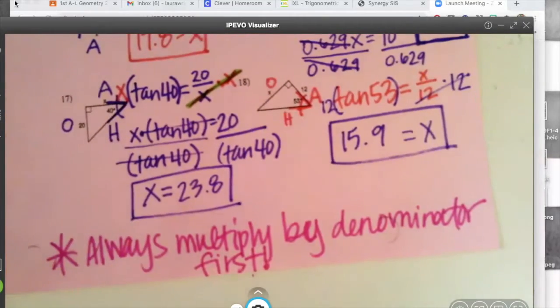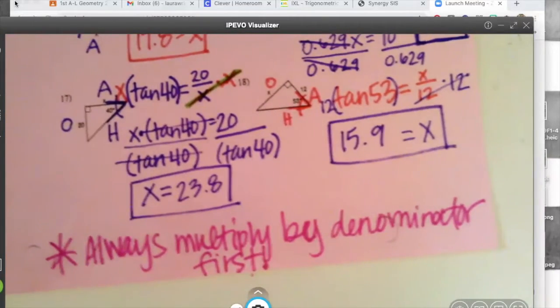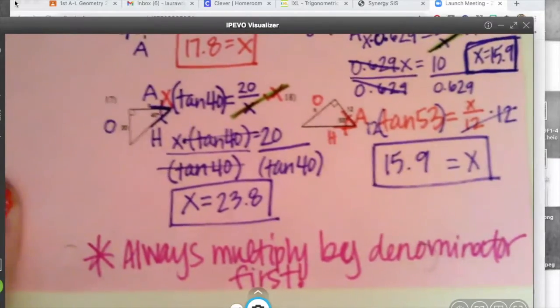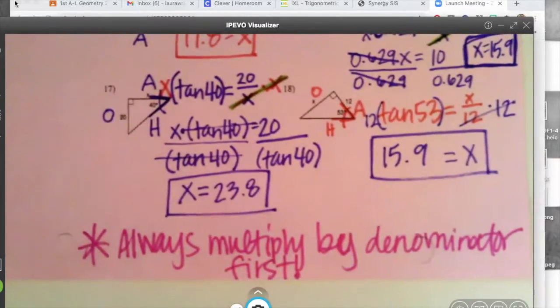Always multiply by the denominator first. Sometimes that's all you have to do. Sometimes you have to divide by the trig ratio as well. But always you multiply by the denominator first when you are solving for a side.